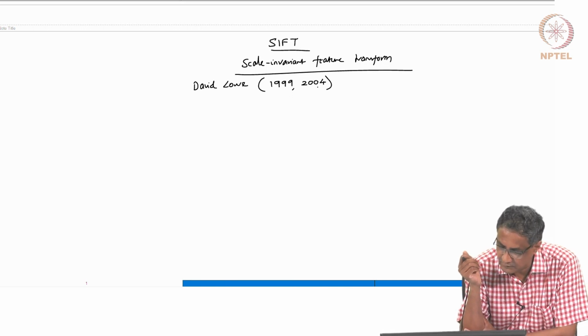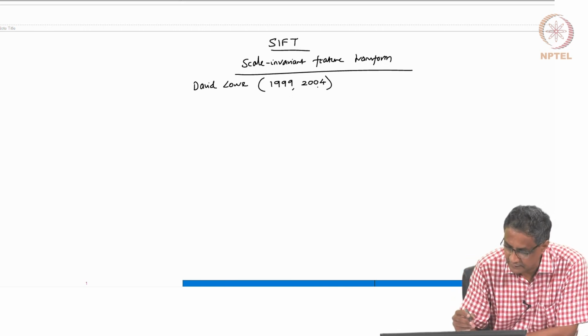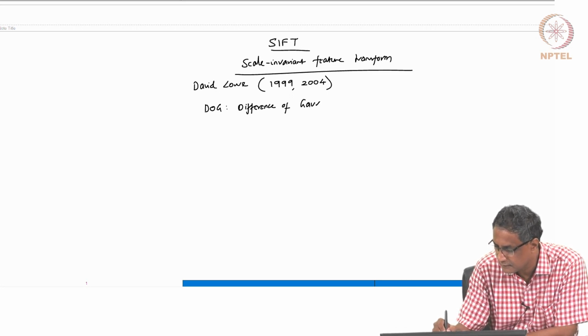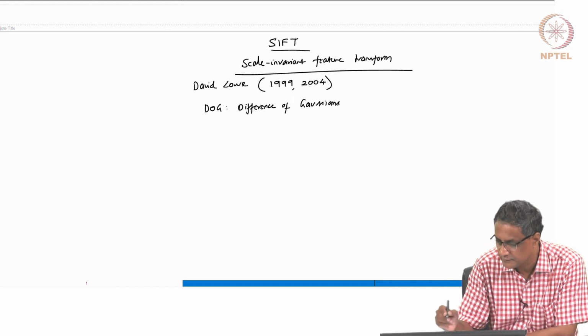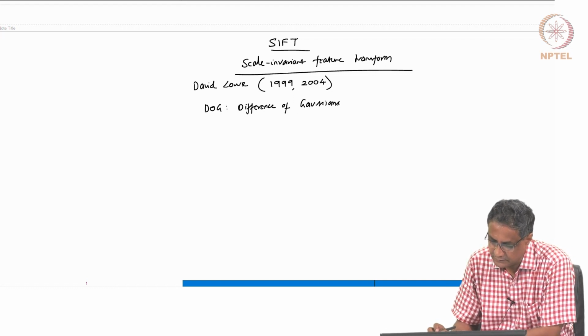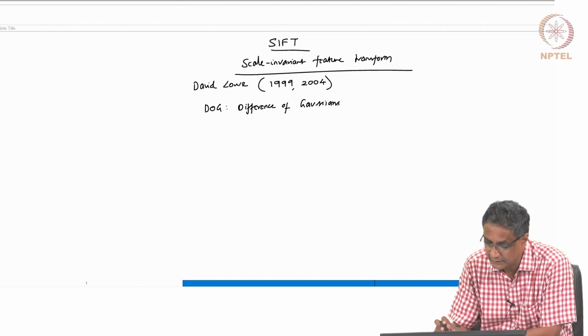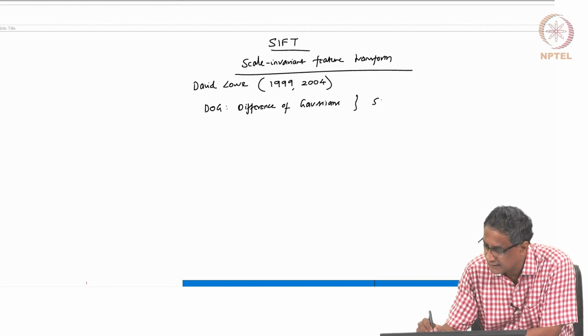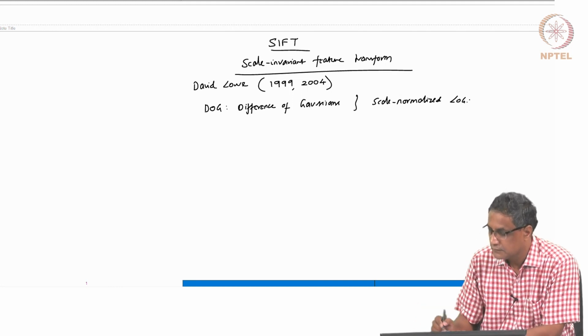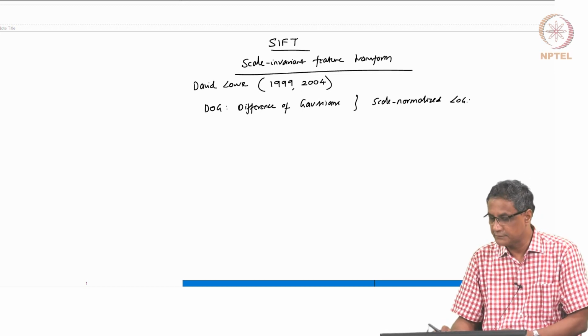Now the first thing that we want to do is the difference of Gaussian, which is DoG. At some point of time I had said that this is something that will come up again. Difference of Gaussians. We want to establish a relation between the difference of Gaussians and the scale normalized LoG. The scale normalized LoG, of course, we know what it is.